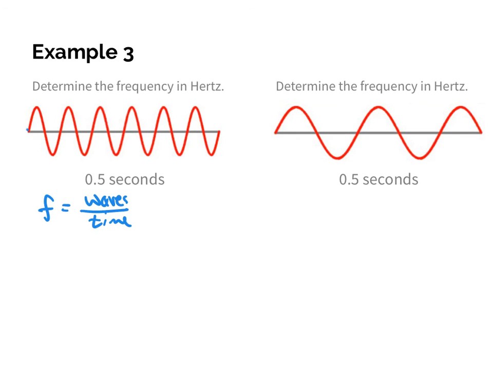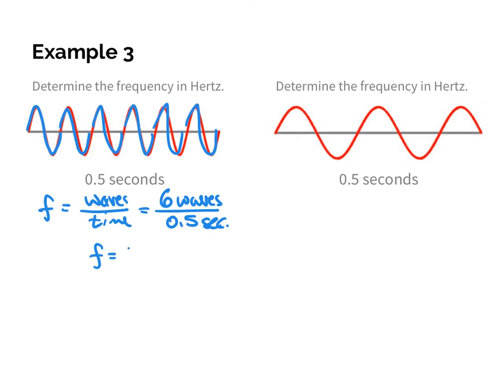So I've got to figure out the number of waves. So here it's a crest plus a trough. So 1, 2, 3, 4, 5, and 6. So I'm going to have 6 waves, and the time is going to be 0.5 seconds. So if I take 6 divided by 0.5, that means my frequency is going to be 12 hertz. 12 waves for every second. So if this is half a second, if I were to double this for an entire second, I would have to double the number of waves to give me 12. So that would be my frequency.